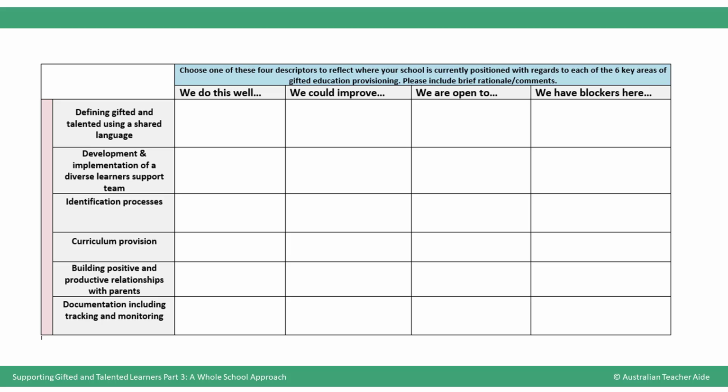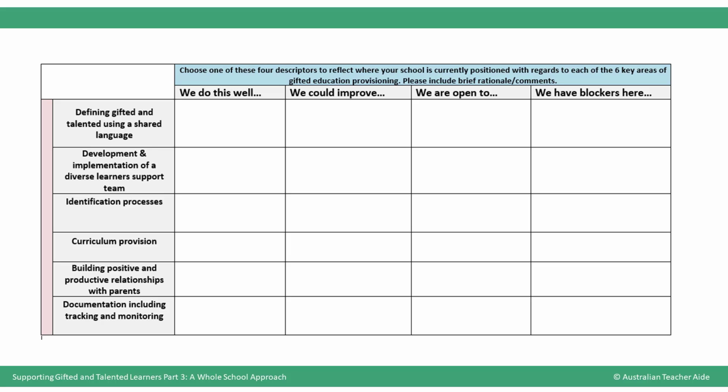Across the top, I've got 4 columns, a little bit like a SWOT analysis. We do this part really well, we could improve here, we're open to this thinking, or we have blockers here. And what I do with this tool is I ask school leadership teams to fill this out so I can get a sense of where are you in your journey around provisioning for gifted learners.